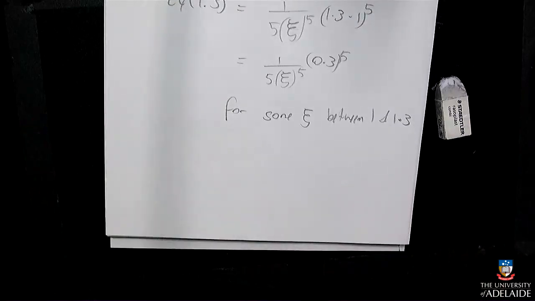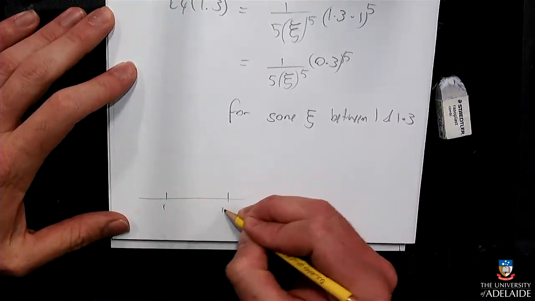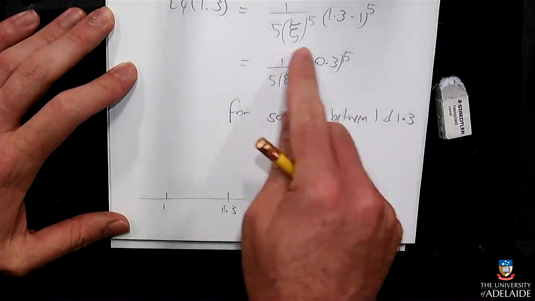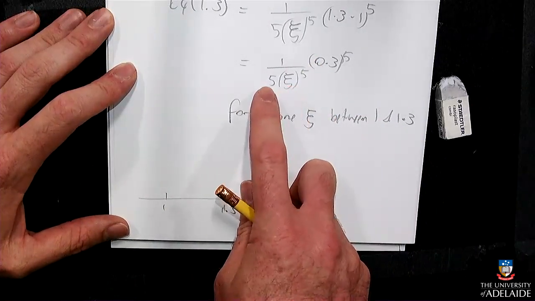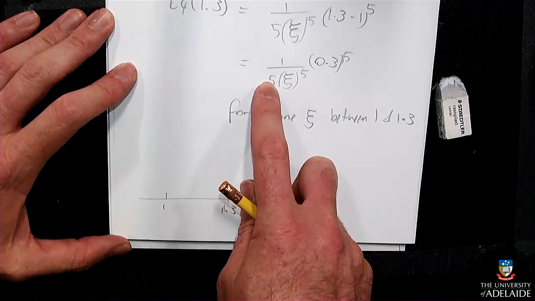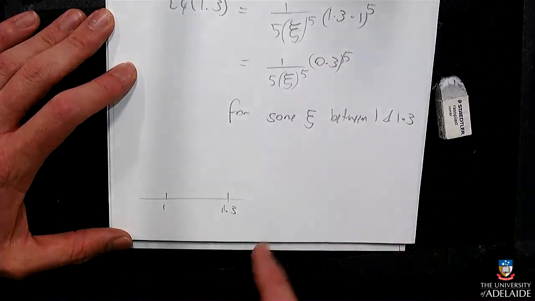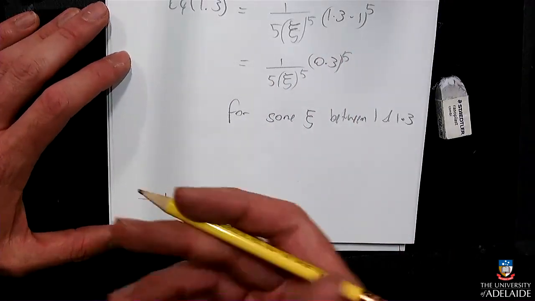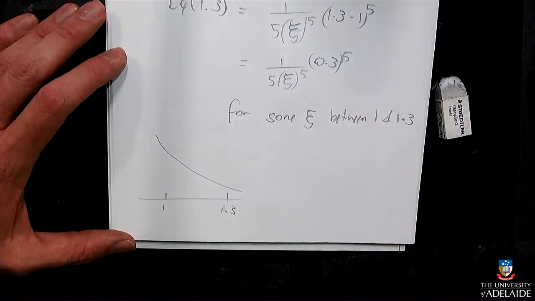So, all right, well, I'm just going to imagine here. There's 1, there's 1.3. 1 over 5, the 5 isn't going to make a difference to where the maximum is. This is. And 1 over psi to the 5 goes down like that as psi increases.